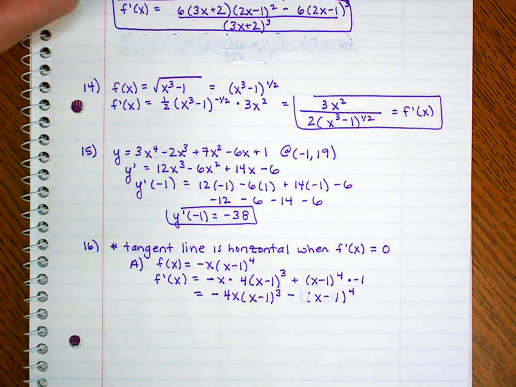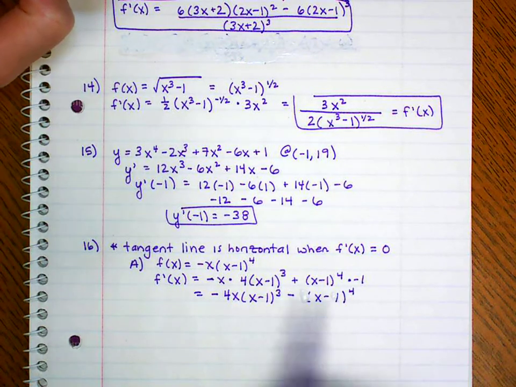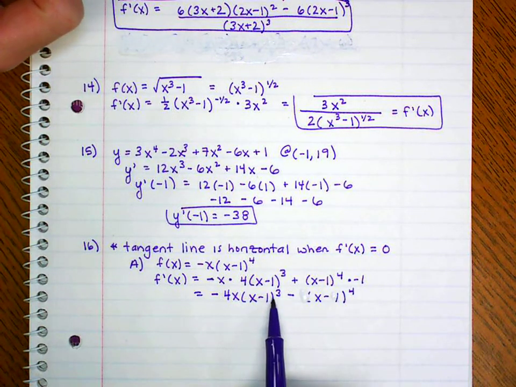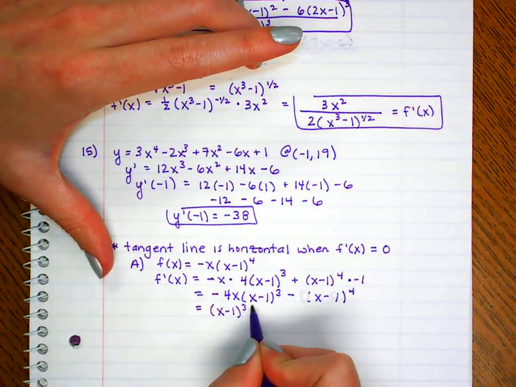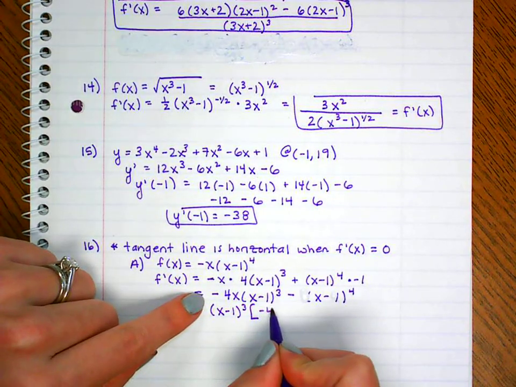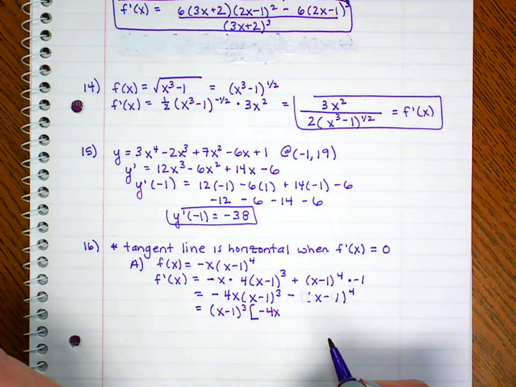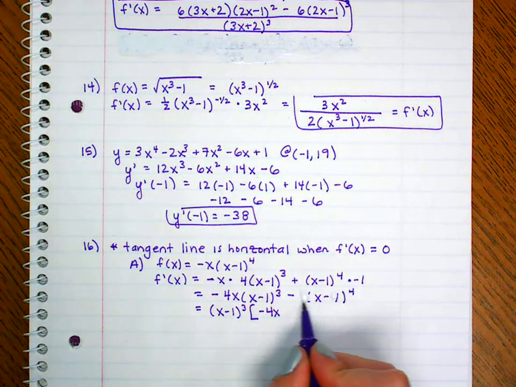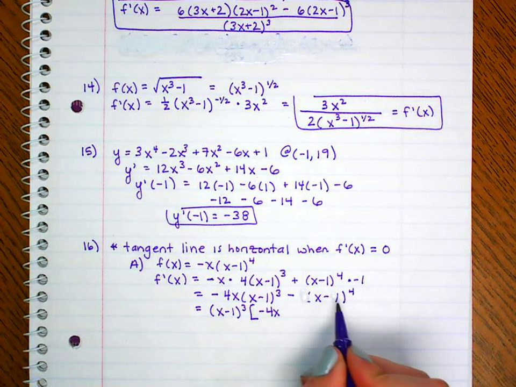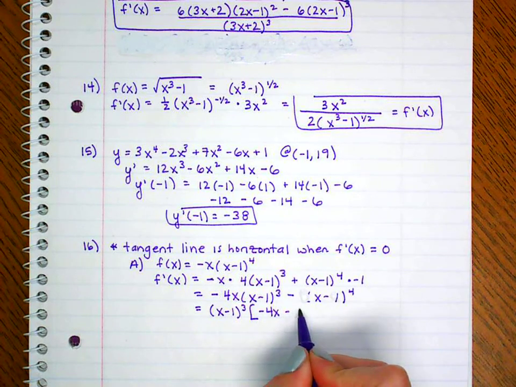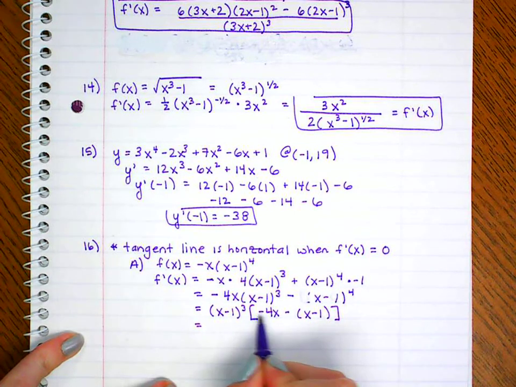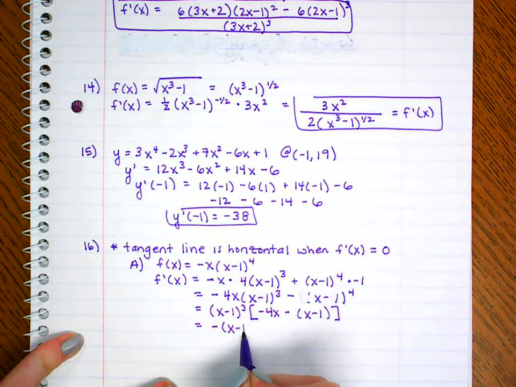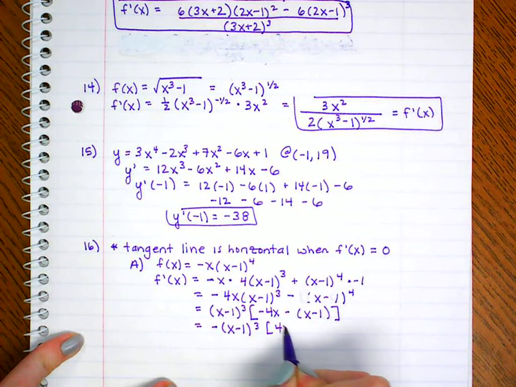Now, we need to figure out where this is going to be 0. And right now, this is going to be very hard to set equal to 0. But you'll notice they both have an x minus 1 cubed. So I'm going to take that x minus 1 cubed here and figure out what's left. Well, what's left here is a minus 4x. What's left back here would be a minus, we've got 1x minus 1 left. I'm going to pull out this minus sign. So I'm going to have a minus x minus 1 cubed. I have a 4x plus x minus 1.